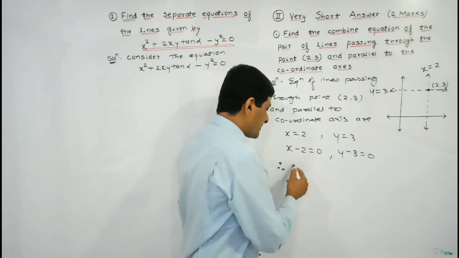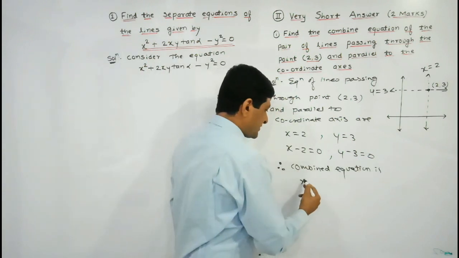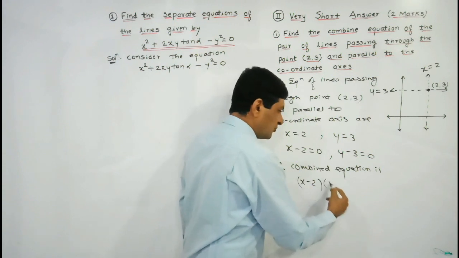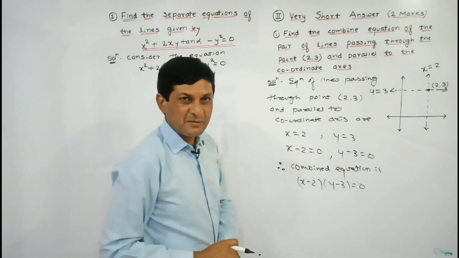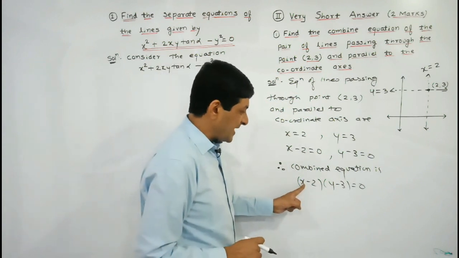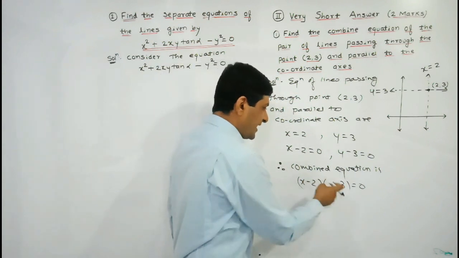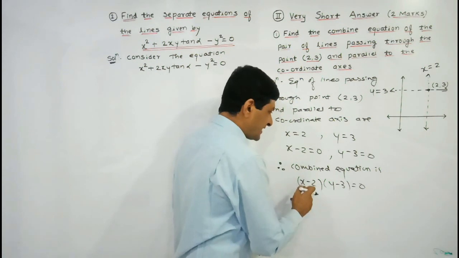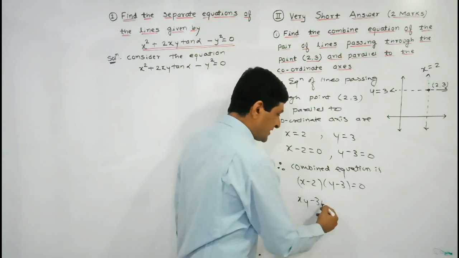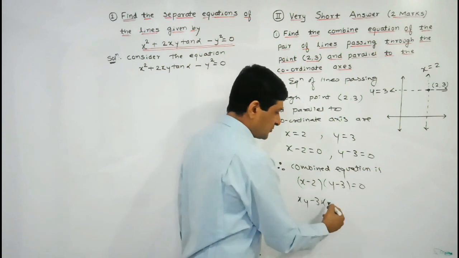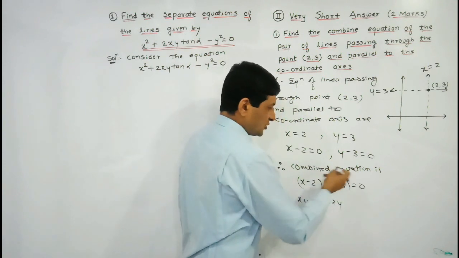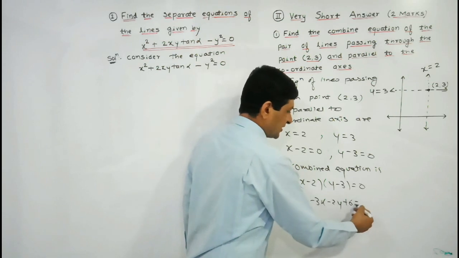So therefore the combined equation is (x - 2)(y - 3) = 0. Now perform this multiplication very carefully. First I am multiplying by x to both the terms in this bracket. x into y is xy, x into minus 3 is minus 3x. Now multiply by minus 2 to both the terms in this bracket. Minus 2 into y is minus 2y, and minus 2 into minus 3 is plus 6, is equal to 0.